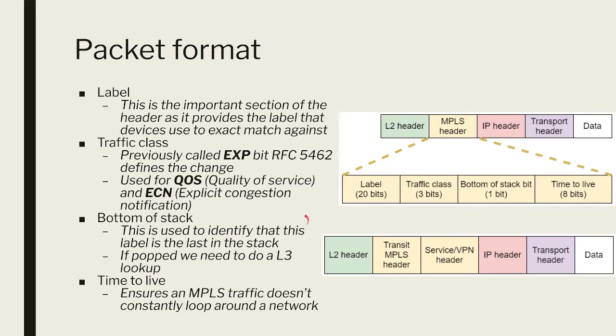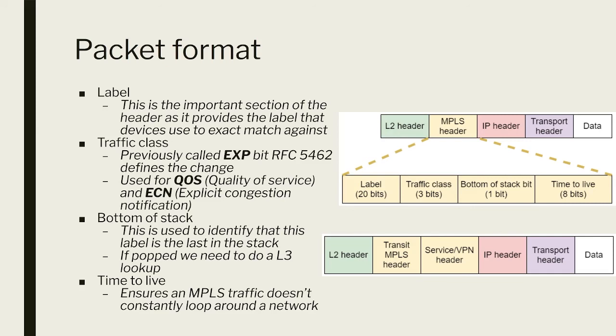So that is penultimate hop popping, which is kind of replacing the bottom of stack bit in these fields. And then finally we have this time to live field, which is 8 bits, and that, very similar to the IP header, allows us to ensure that we don't end up in some form of MPLS LSP loop. The worst thing that we can have in our network is a loop of traffic constantly building up and then causing a storm of packets. Hence, we use the concept of time to live.